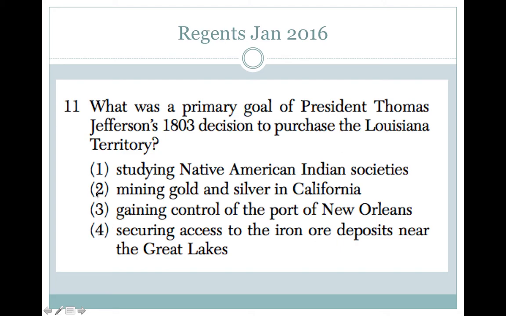So we narrow it down to 2 and 3 because we think gold sounds good, and we know that it's by New Orleans, and the best answer is gaining control of the Port of New Orleans because that's going to give us more trading abilities with the Caribbean, and we're going to be able to take our goods from the Mississippi River and trade them more easily.